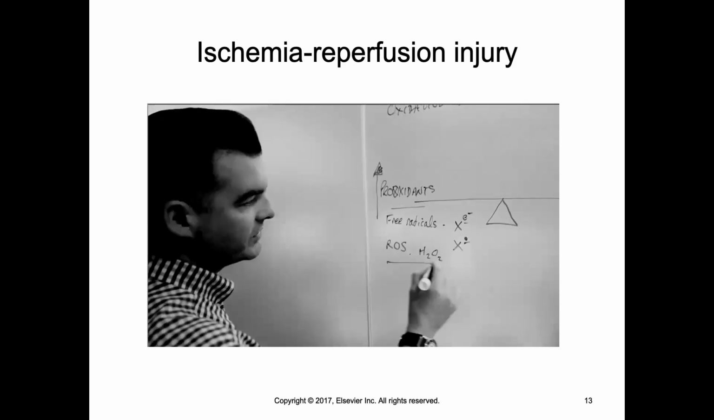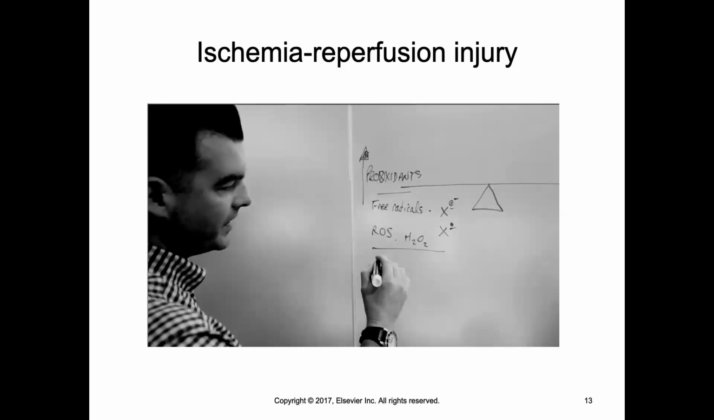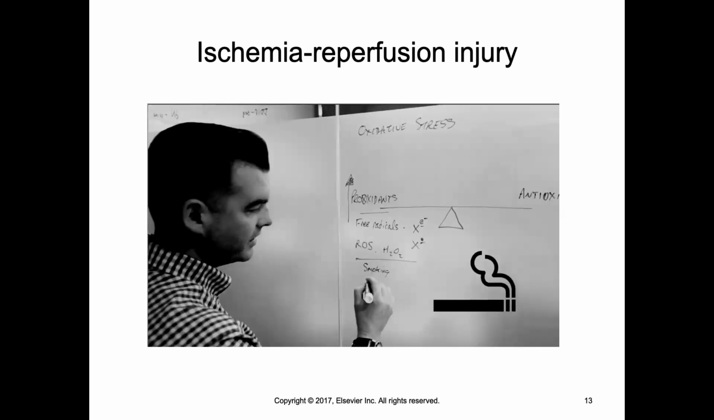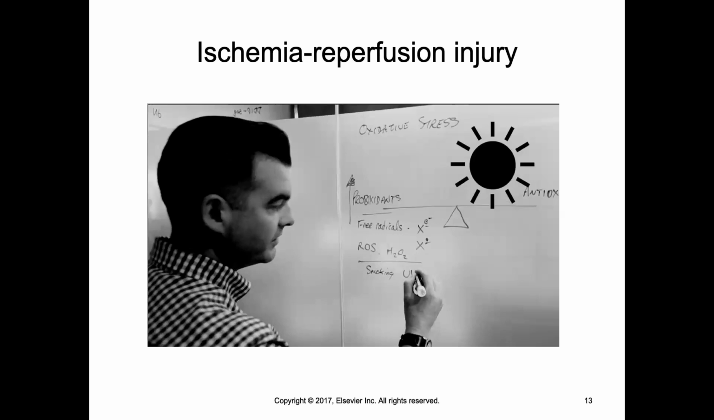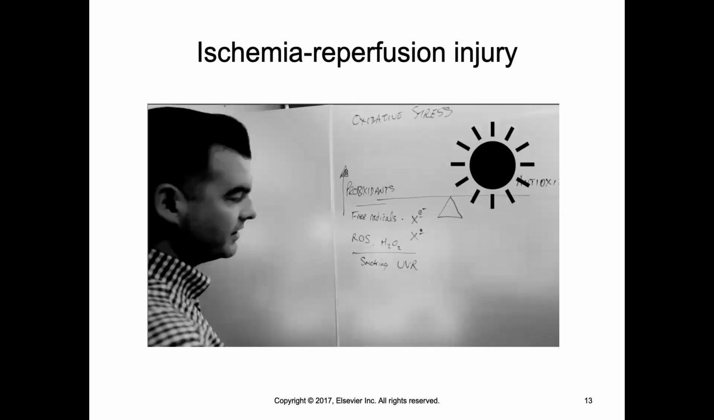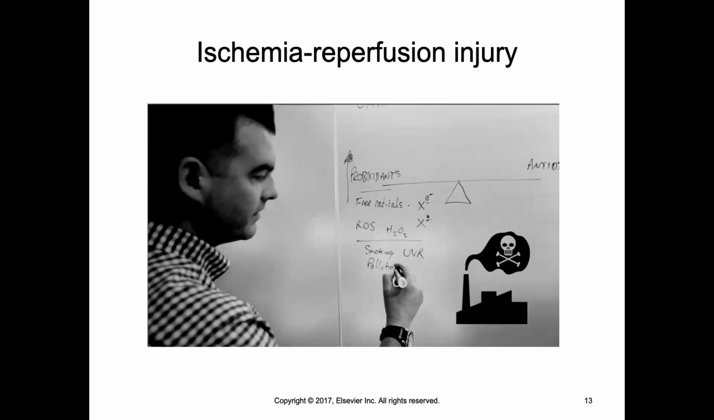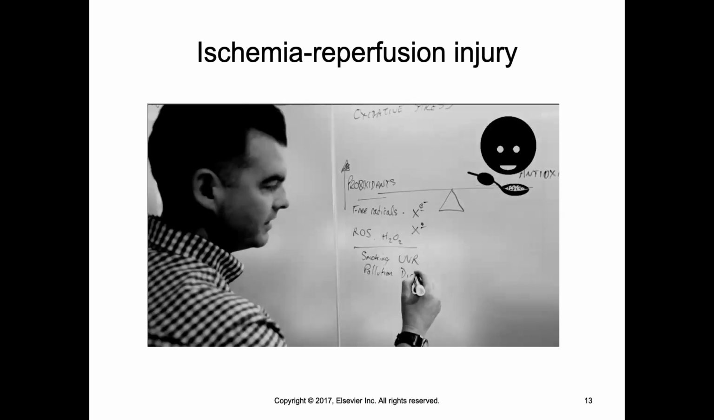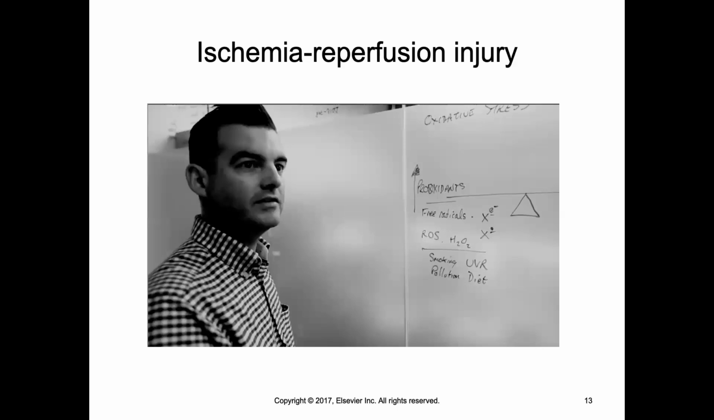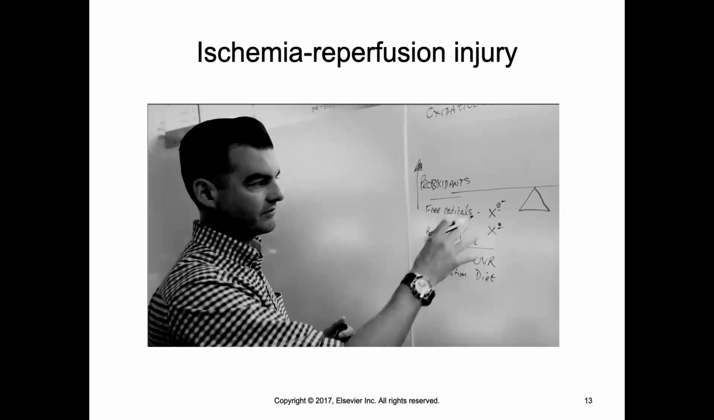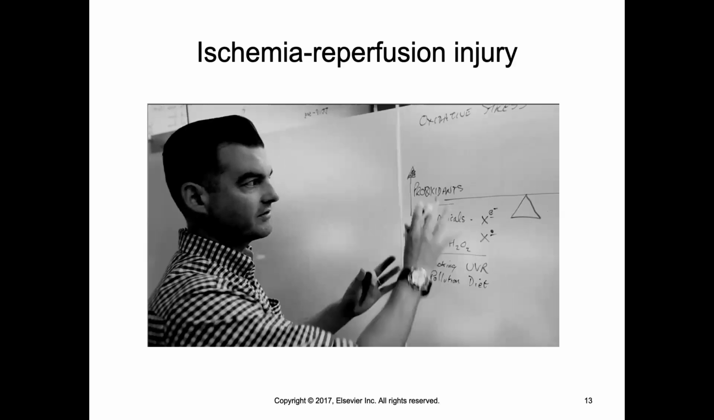And then various sources of these sorts of reactive compounds can be smoking, exposure to sunlight, so the UV radiation in sunlight, pollution, diet. So really many things in the environment and our lifestyle can lead to these free radicals, reactive oxygen species, and increase the pro-oxidants.